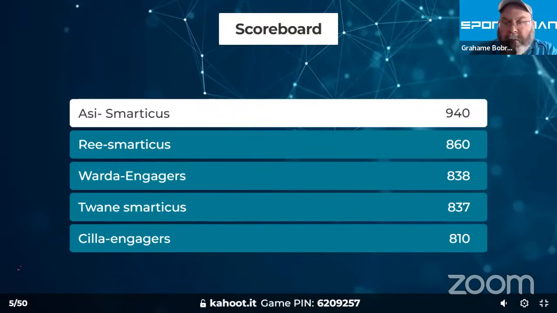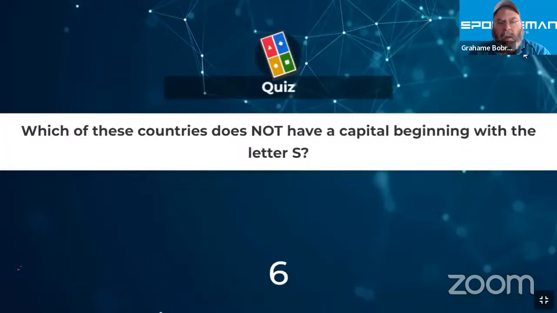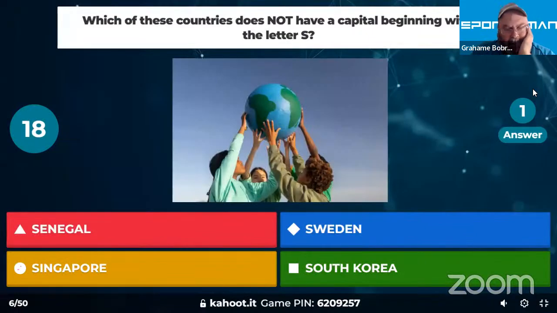On to the quick fires. Good luck, everybody. Which of these countries does not have a capital beginning with the letter S? Is it Senegal, Sweden, Singapore, or South Korea? Which country does not have a capital beginning with the letter S?